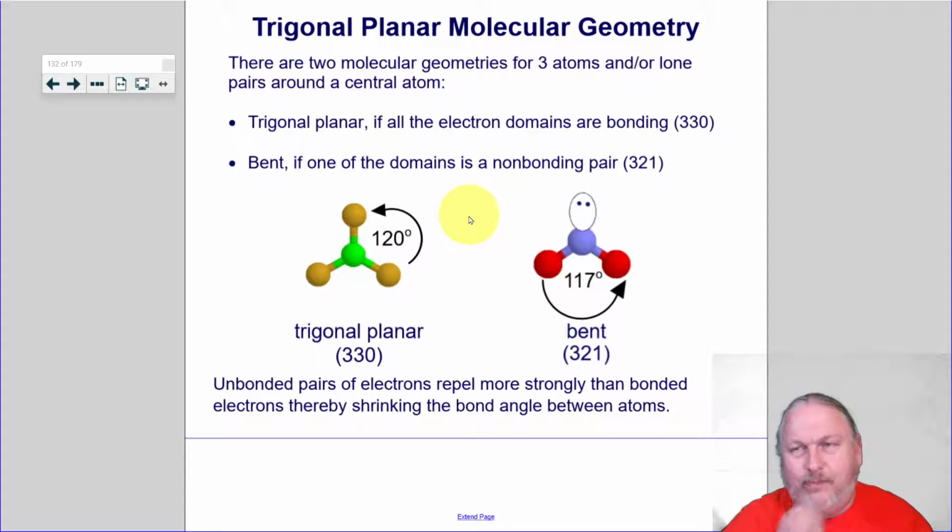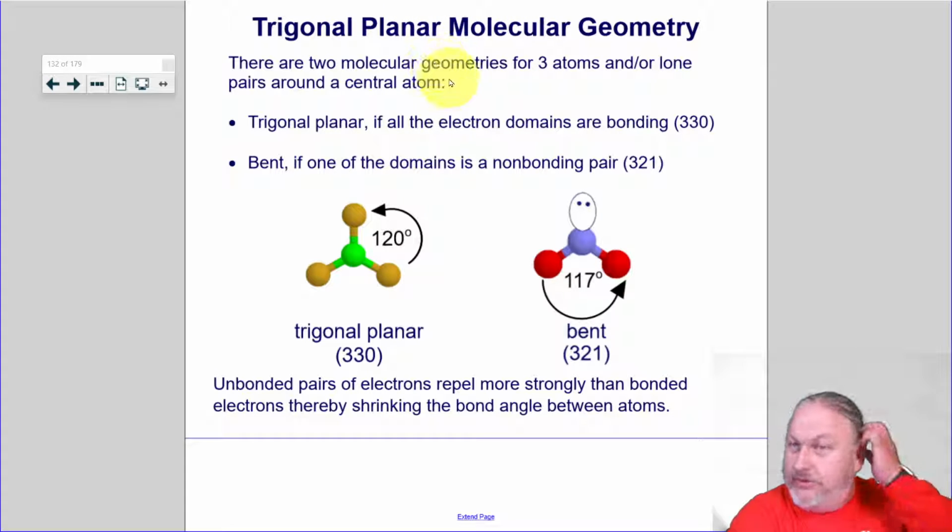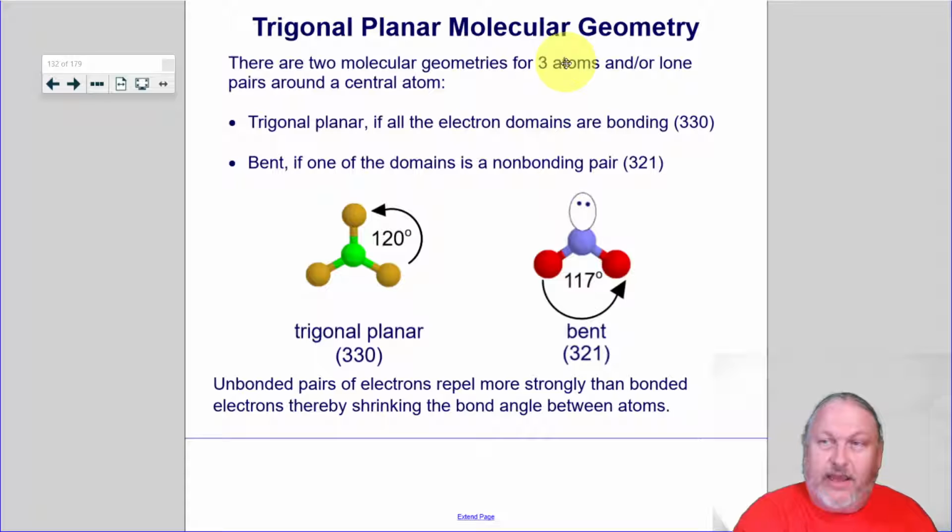Now, for trigonal planar, we've got two molecular geometries for those. So we've got three atoms that are lone pair around a central atom.